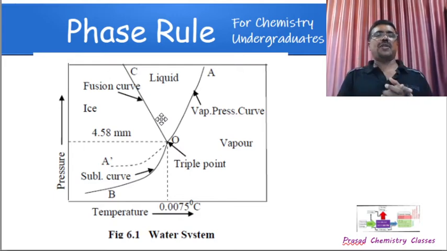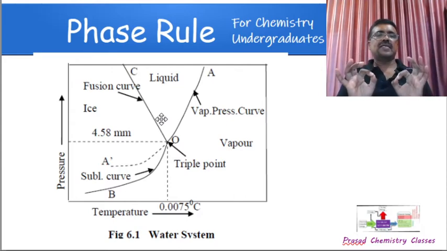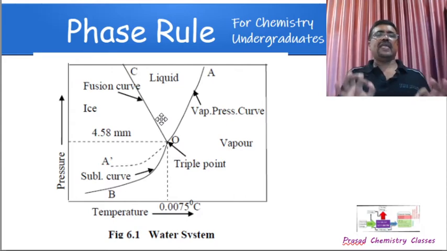Now you come to the point O. That is what we call the triple point. At that point, ice, water, and vapor can be in equilibrium with each other. You can see that three phases are there, so the degree of freedom will be 0. What does it indicate? Only at a particular temperature and pressure, that is 4.58 millimeter of mercury pressure and 0.0075 degrees Celsius, all the three phases can coexist. Only under that condition.